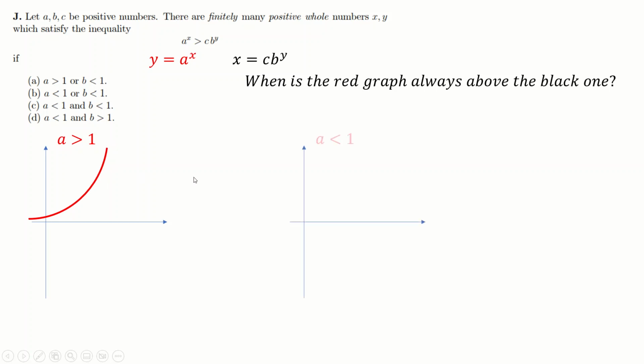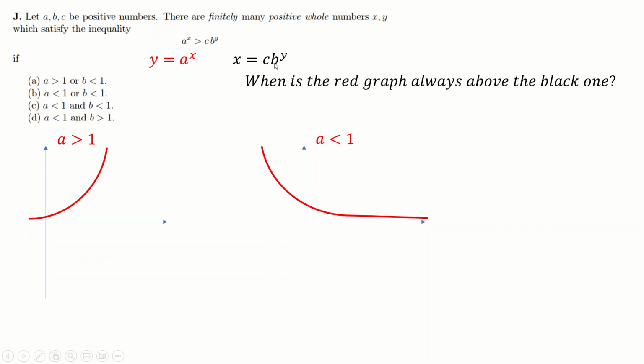But when a is less than 1 and bigger than 0, which is implicitly said here, then it goes the other way. Then it falls down like this, because decimals like 0.5, when you raise them up to powers, become smaller. 0.5 squared is 0.25, and so on. So we've got our two graphs here, which look roughly like this. The sketching is terrible, but it doesn't matter. We're only interested in the positive section of the graphs, by the way.